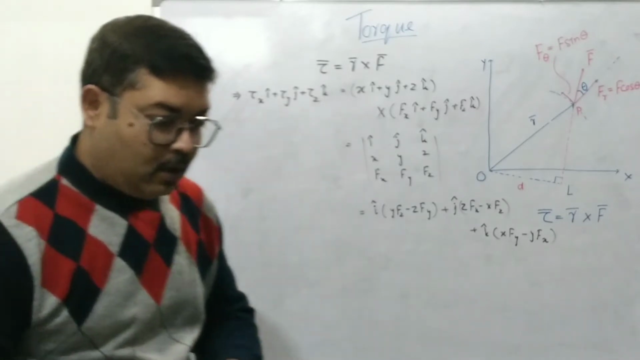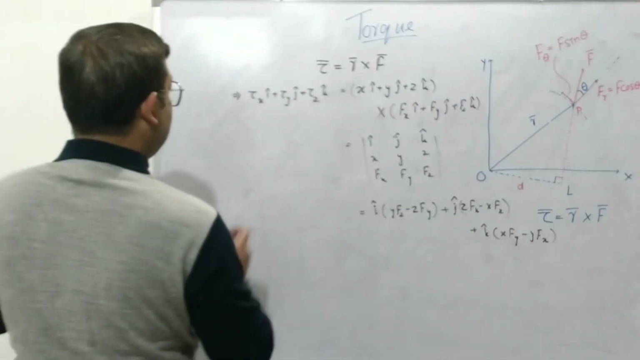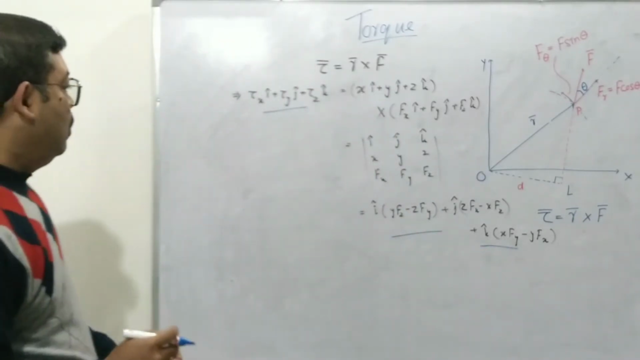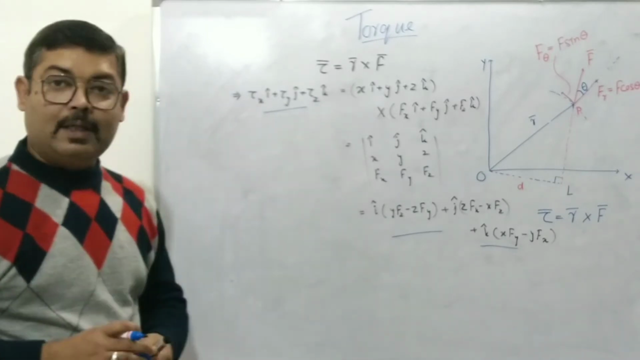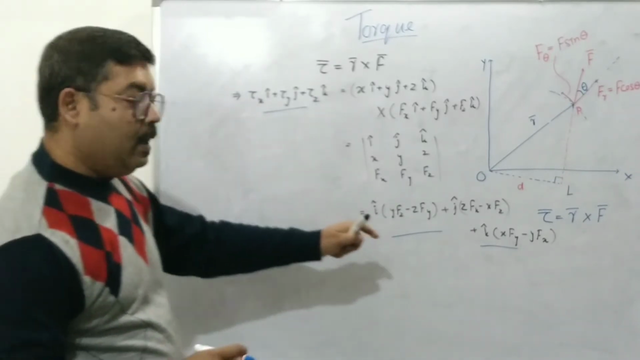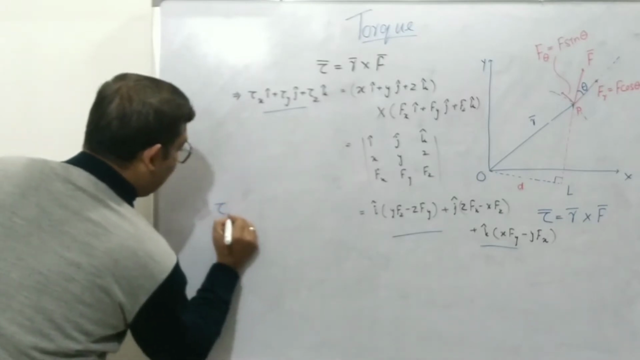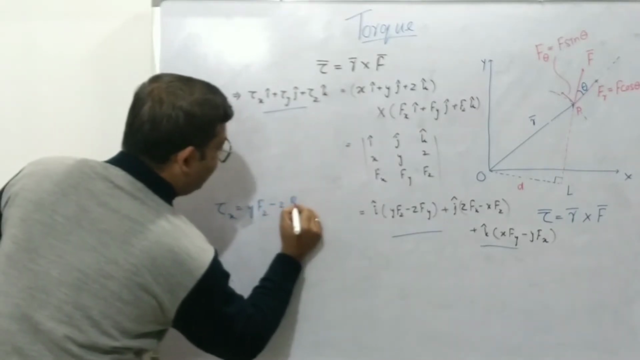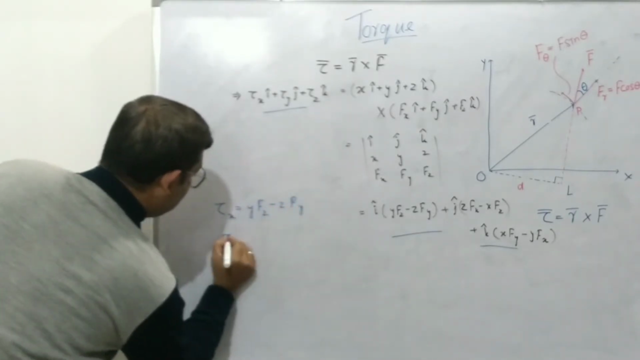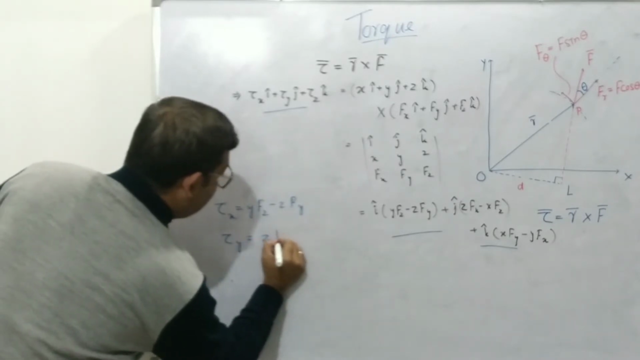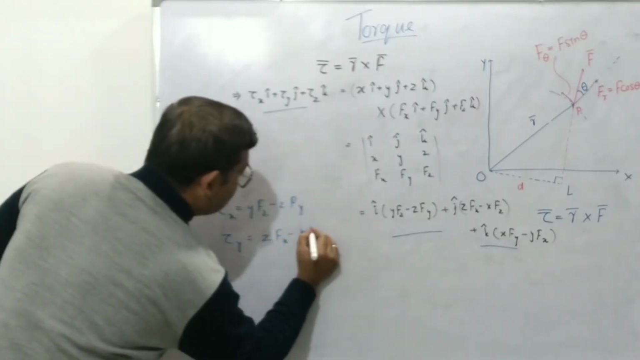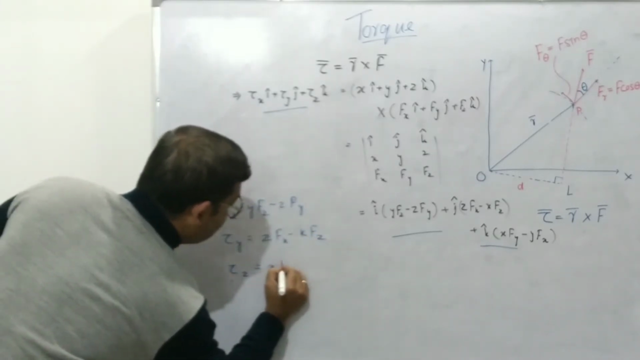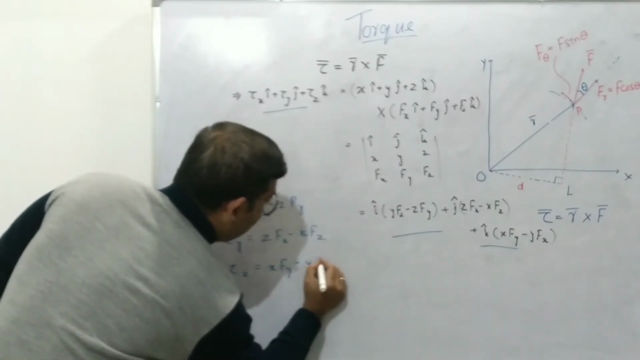So if we compare these two sides, this vector and this vector must be equal. So their respective components, that is x component, y component and z component, should be equal, which means tau x can be given as y Fz minus z Fy. Tau y will be given by z Fx minus x Fz, and tau z will be given by x Fy minus y Fx.